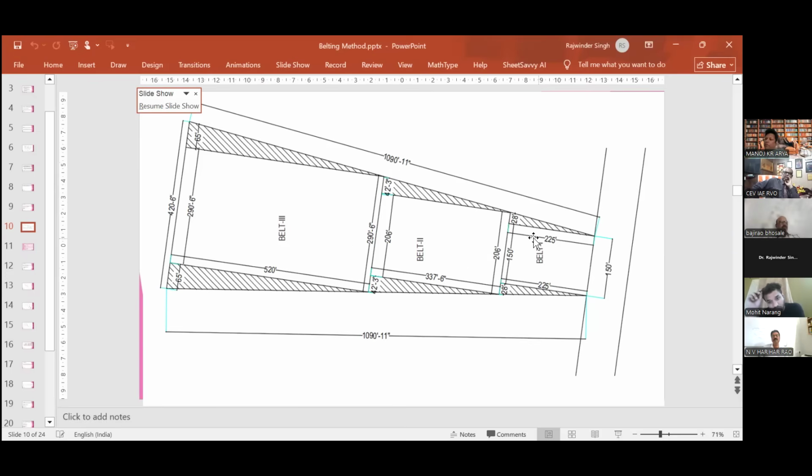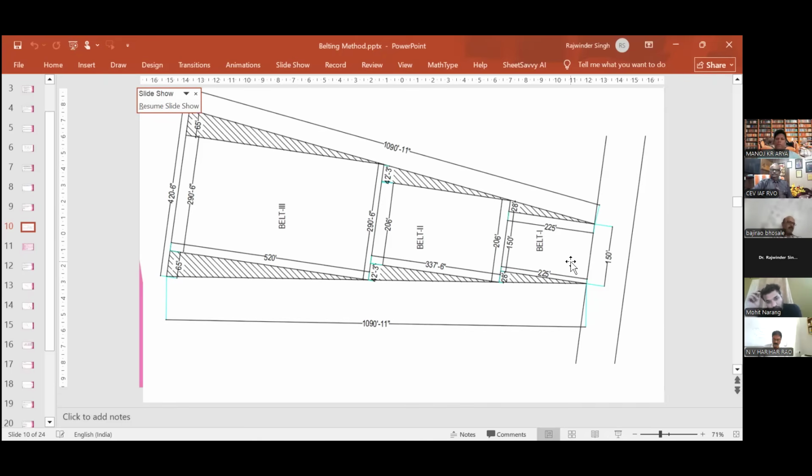So for the first belt you will be applying 100% rate. For the second belt you will be applying 66% rate. And for the third belt you will be applying 50% rate of the first belt. Generally, this is what is being done in the market. This is how the plot belting is being done in the market. So you can do it in this way.